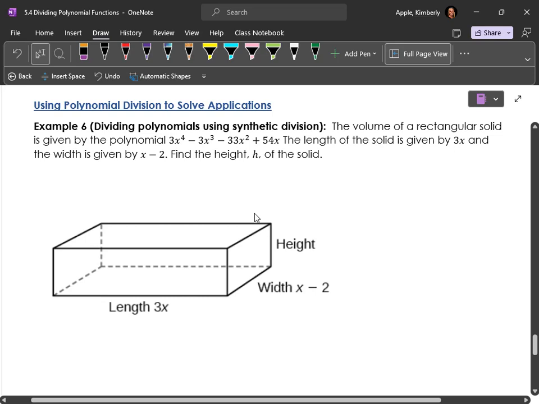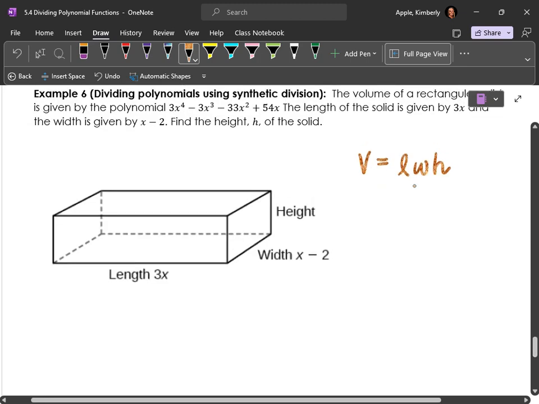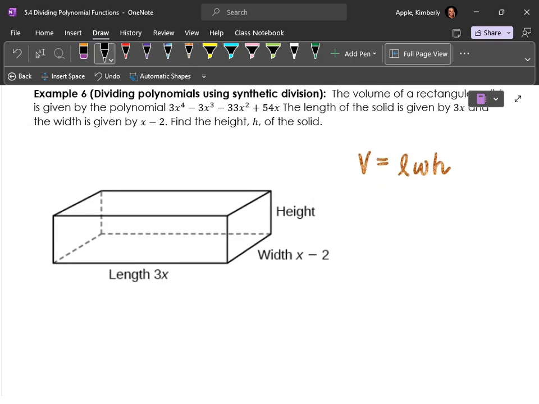We've seen this before with the box. So we know that volume of a box, take a second while I'm writing this and read, is length times width times height. And so it says the volume of a rectangular solid is given by this polynomial. The length is this and the width is this. Find the height h. And so what we need to do here is write this formula in terms of what they're giving us.